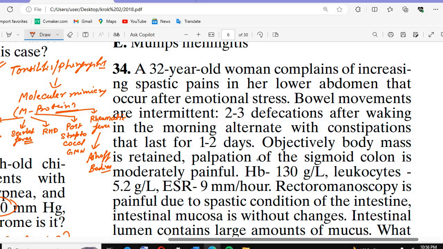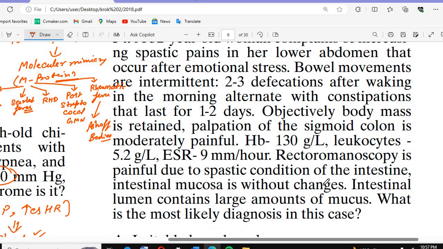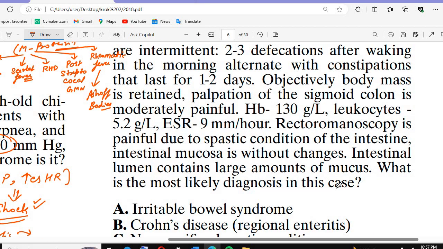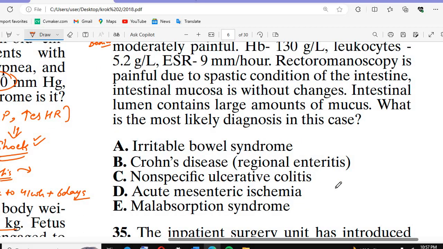A 32-year-old woman complains of increasing spastic pain in her lower abdomen that occurs after emotional stress. Bowel movements are intermittent, 2 to 3 defecations after walking in the morning, alternating with constipation that lasts for 1 to 2 days. Objectively, body mass is retained. Rectoromanoscopy is painful due to spastic condition of the intestine. The intestinal mucosa is covered with mucus. What is the most likely diagnosis in this case?